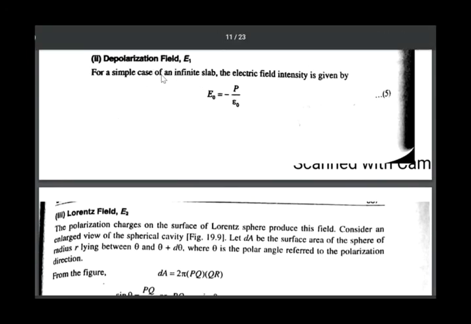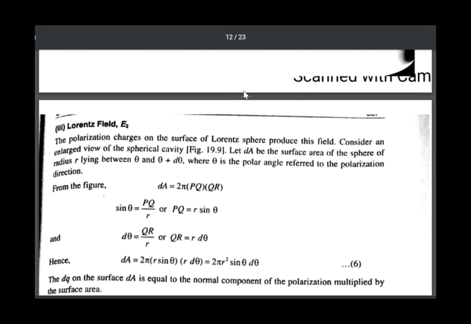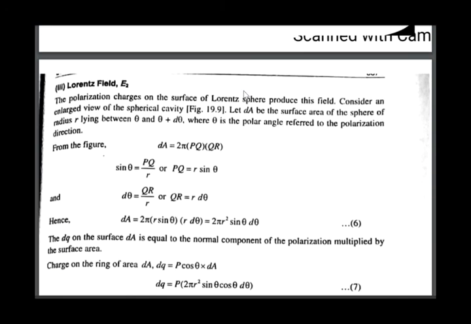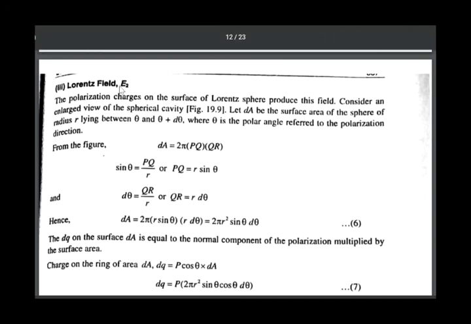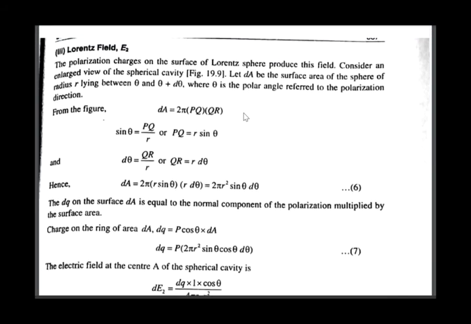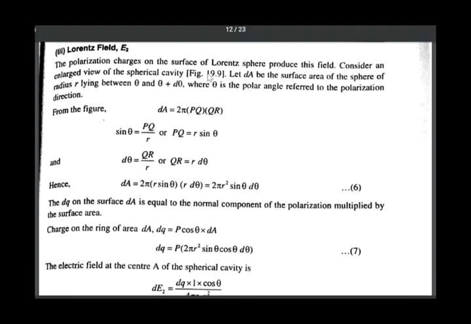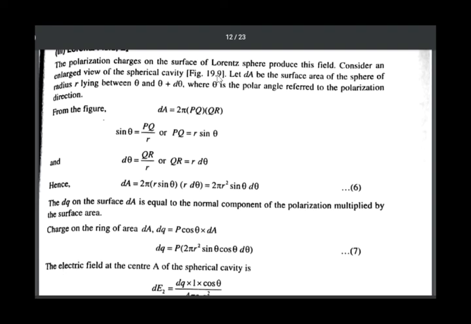Second one, depolarizing field E1. For a simple case of infinite slab, the electric field intensity is given by minus P by epsilon naught. This is the expression for electric field due to polarization. And the third one, the polarization charges on the surface of Lorentz sphere produce this field.